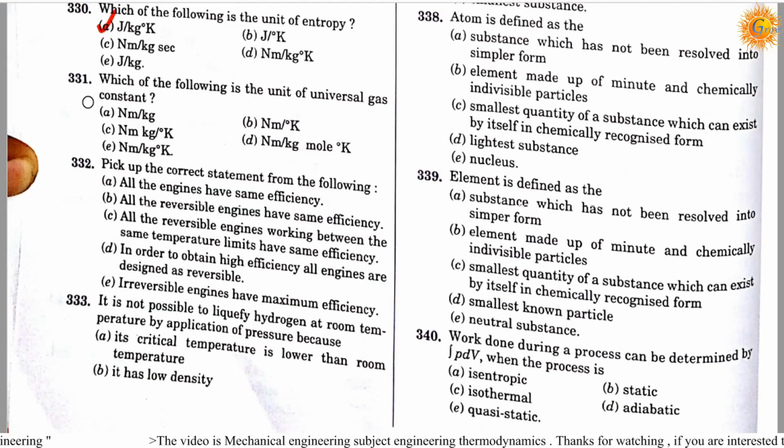Question number 331. Which of the following is the unit of universal gas constant? Option A is a Newton into meter per kilogram, option B Newton into meter per degree Kelvin, option C Newton into kilogram per degree Kelvin, option D Newton into meter per kilogram mole degree Kelvin, and option E is a Newton into meter per kilogram degree Kelvin. So correct answer is D. It will be Newton into meter per kilogram mole degree Kelvin.